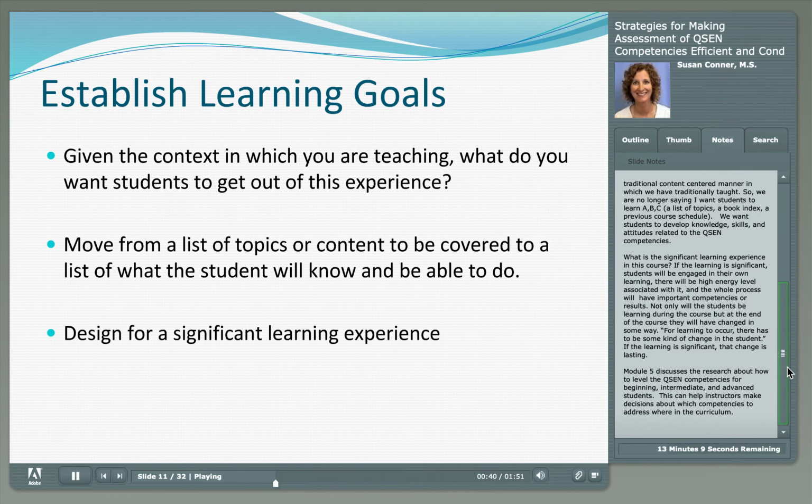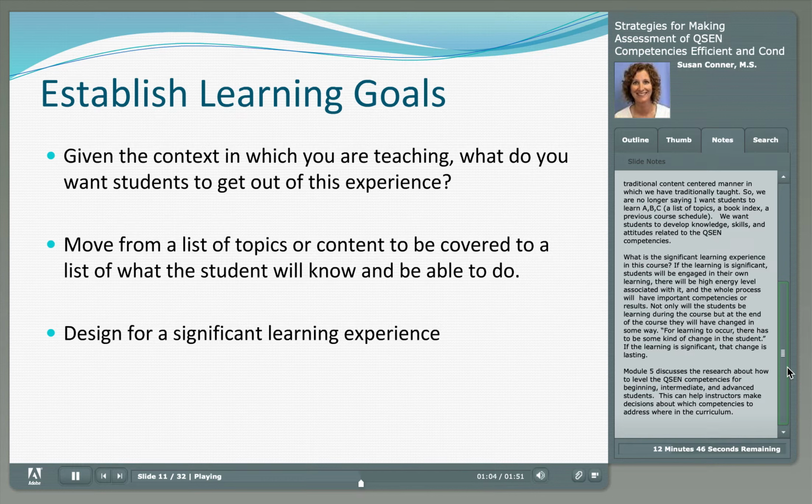This is a different approach than the traditional content-centered manner in which we have traditionally taught. So we are no longer saying I want students to learn A, B, and C, a list of topics, a book index, or a previous course schedule. We want students to develop knowledge, skills, and attitudes related to the QSEN competencies.